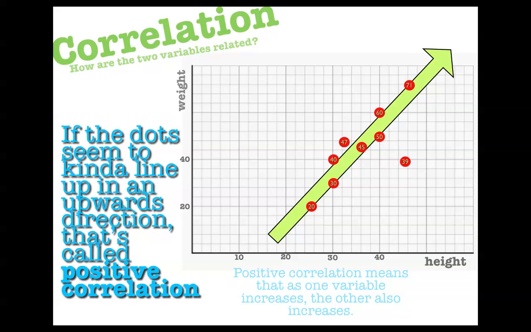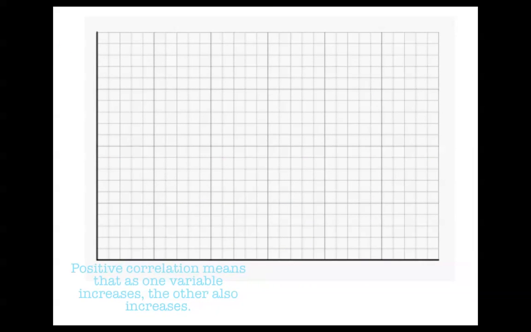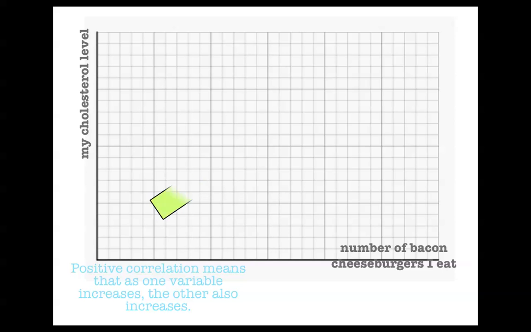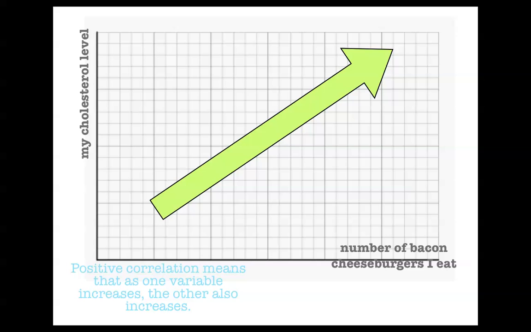That's called positive correlation. Here's another example of positive correlation, and I'll make this one a little bit more personal. If I had bivariate data and one of my variables was the number of bacon cheeseburgers that I eat, and the other variable was my cholesterol level, the more bacon cheeseburgers I eat, the higher my cholesterol. That's positive correlation. They both increase together.